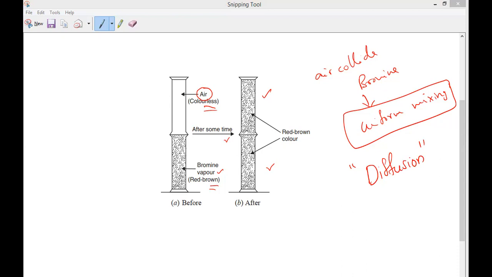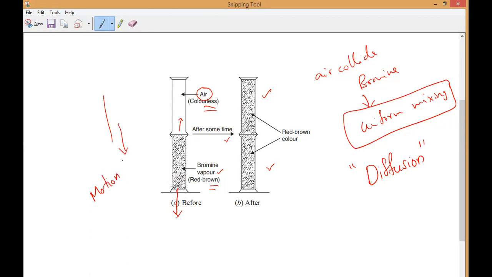Diffusion. Understand? But you can see, even though bromine gas is at the bottom and air is up, the bromine is moving up and mixing with the air particles. So it is against gravity. Yes or no? In the motion chapter we are studying, even if a ball is thrown upward, it will be pulled downwards towards the earth. Yes or no, guys?